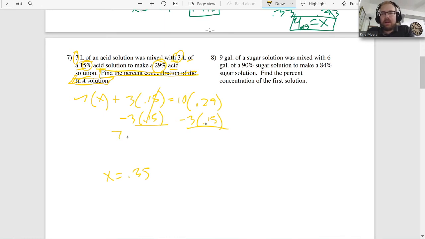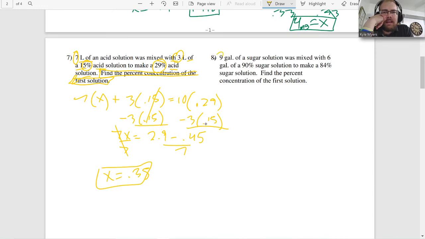So 7x equals 2.9 minus 0.45, and then whatever that is, and then you divide by 7. Right? So there's that. But just for the sake of time, I'm going to solve it for x right off the bat. So I'll set it up still, but then I'll just straight up solve it for x.